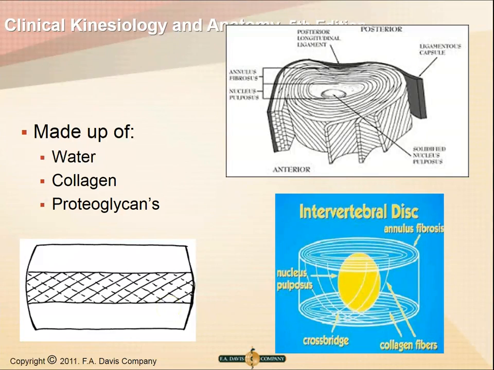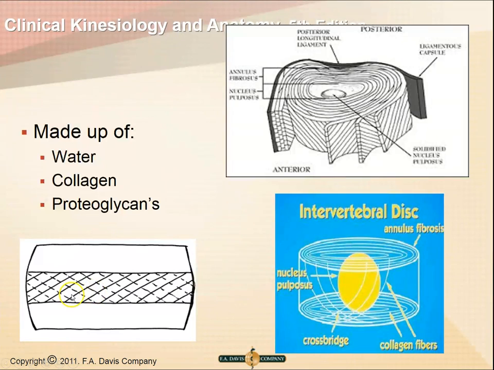So the disc is made up primarily of water, but it is also made up of collagen and proteoglycans as well. These images here are meant to illustrate the structure, particularly of the annulus. If you look at the orientation of the fibers within the annulus, you'll see they're all oriented in different directions. This is primarily to increase the tensile force of our intervertebral disc so that as there is load and as there is compression, it can withstand some of those pressures.